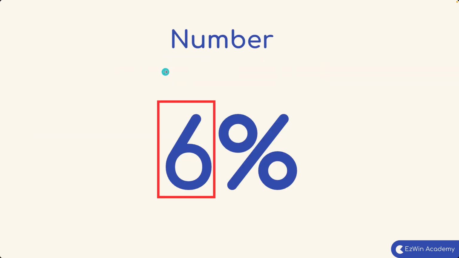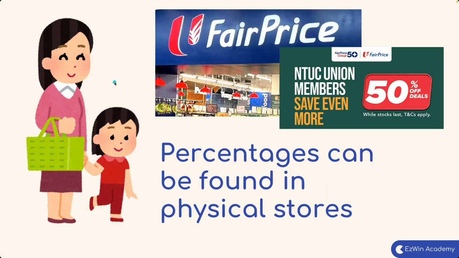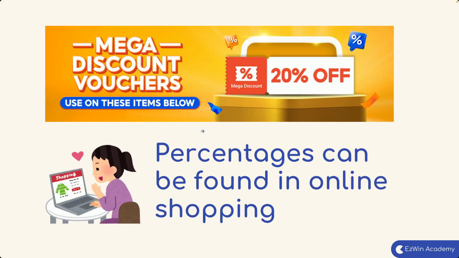Percentages have two parts. The first part is the number and the second part is the percent sign. Percentages can be found in foods. If you look at the back of, for example, your chocolate bar, you see that there is a number and also this percent sign. Then you might go to FairPrice with your mom or your dad and you see discounts, right? Saying 50% off deals. So percentages can be found in physical stores. And lastly, you might see your mom doing some online shopping, and you see this number with the percent sign. So these percentages can be found in online shopping as well.